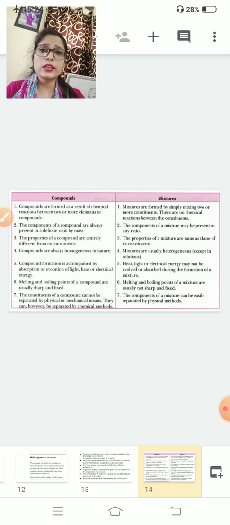I think with this everything is clear to you: what is a compound, what is a mixture, what is an element, what is a metal, what is a non-metal.